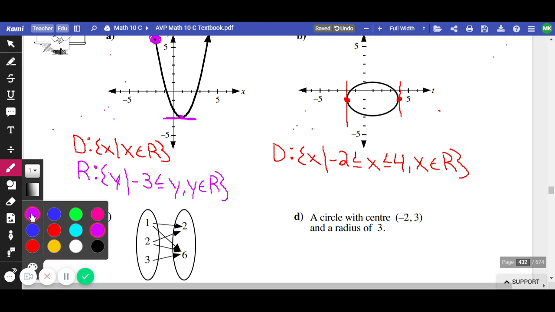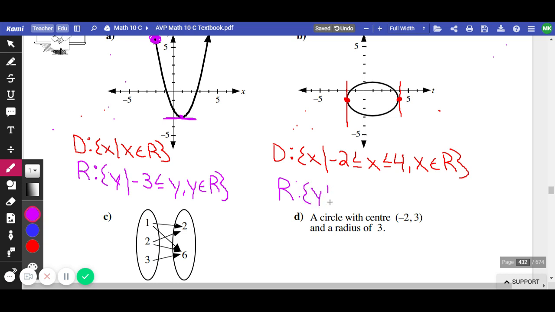Range. Range, we're going to do the same kind of thing. y such that the lowest possible y value you can get. The lowest this circle ever goes is about right here. That's at negative 1, negative 2, negative 3 is the lowest this graph ever goes. So negative 3 is less than y, which is less than the highest point, which is up there. That's at positive 1. And y is an element of the reals.